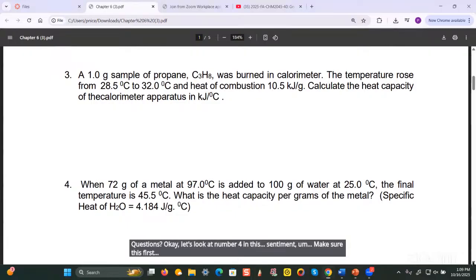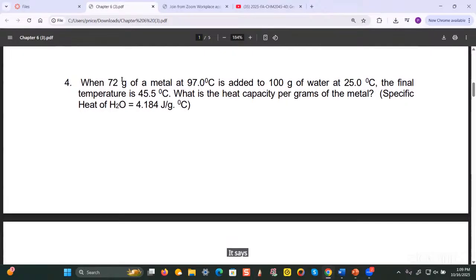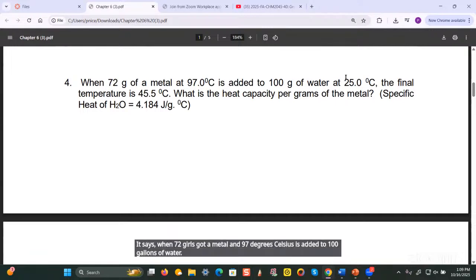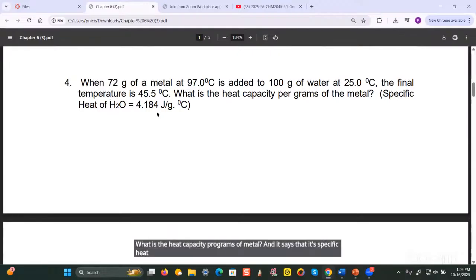Let's go down. Okay, so in the case of number 4, it says when 72 grams of a metal at 97 degrees Celsius is added to 100 grams of water at 25.0 degrees Celsius, the final temperature is 45.5 degrees Celsius. What is the heat capacity per gram of metal? And it says that the specific heat of water is 4.184 joules per gram Celsius, right?